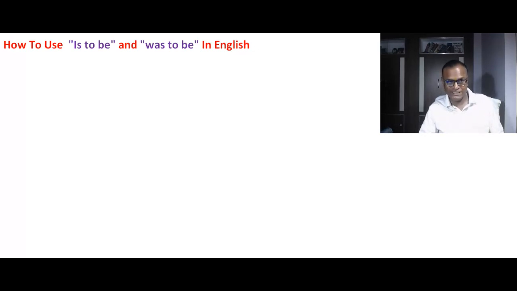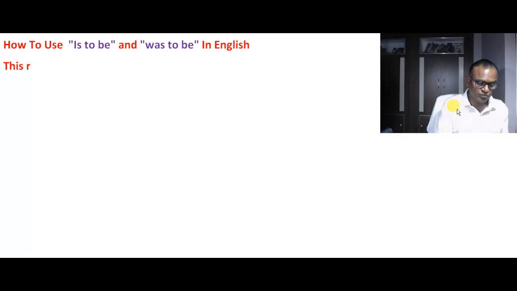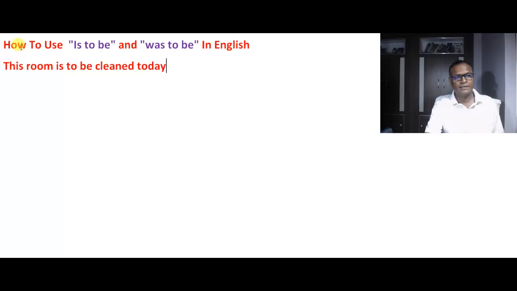Let's take some examples here. जैसे मैंने कहा आज इस कमरे की सफाई की जानी है. How we can make it? आज इस कमरे की सफाई की जानी है. तो this room is to be cleaned today. Let's change the color of this. इस रूम की सफाई की जानी है आज. This room is to be cleaned today.